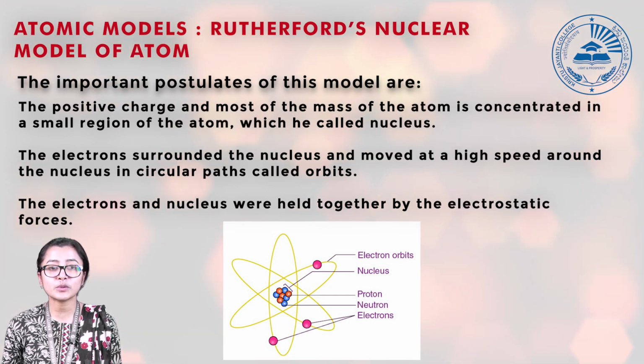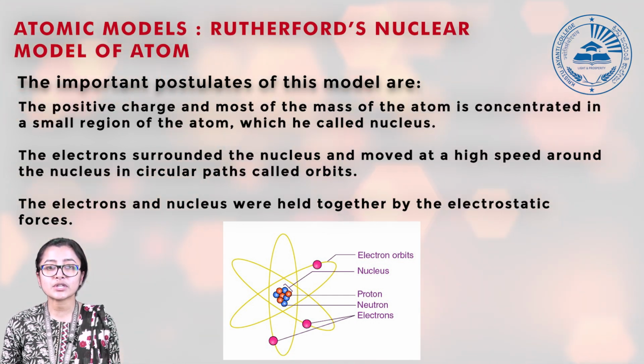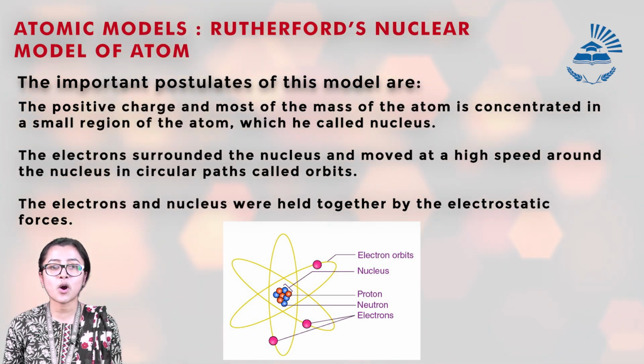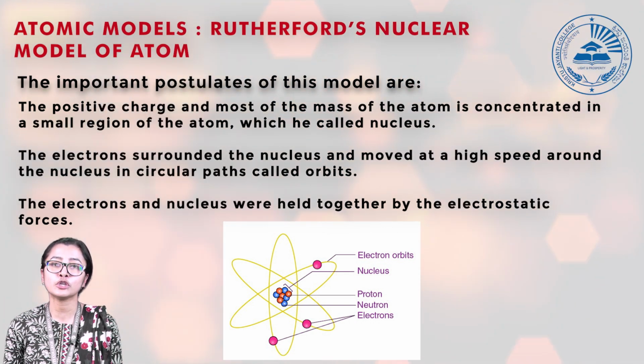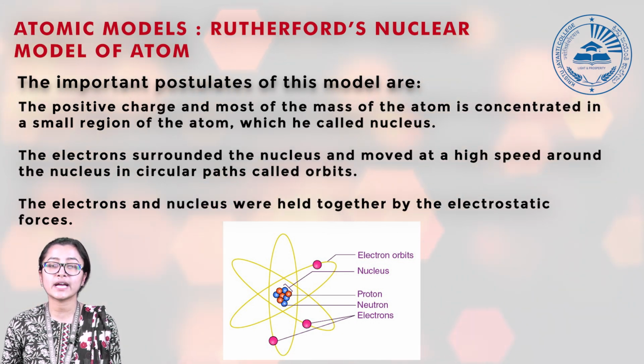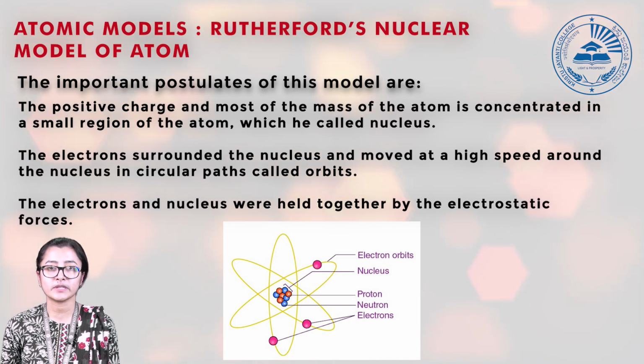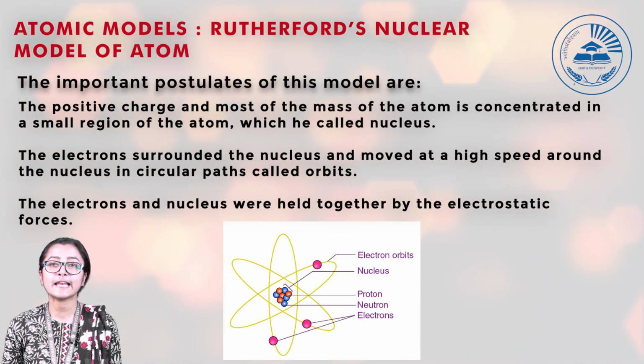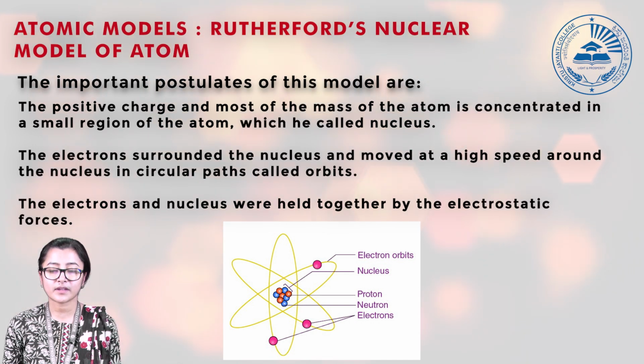His main postulates were that the positive charge and most of the mass of the atom is concentrated in a small region of the atom which he called the nucleus. The electrons surround the nucleus and move at a high speed around the nucleus in circular paths called orbits. And the electrons and nucleus are held together by electrostatic forces.